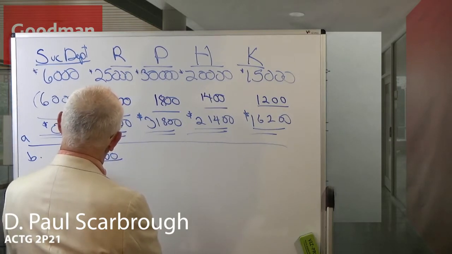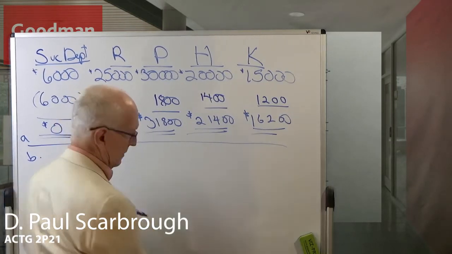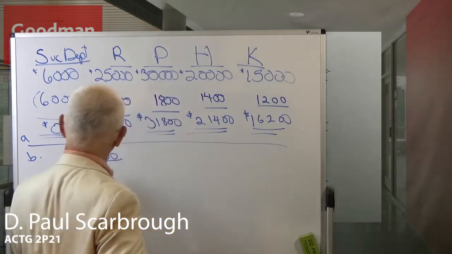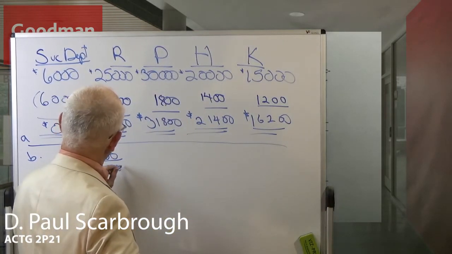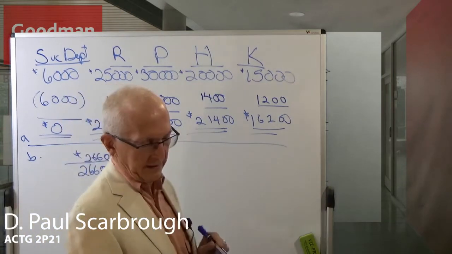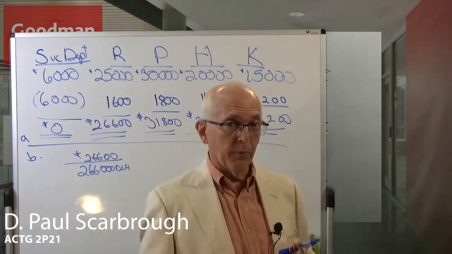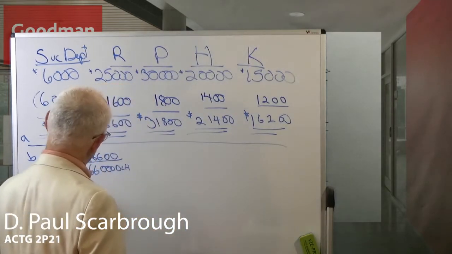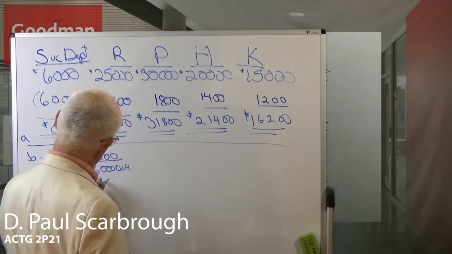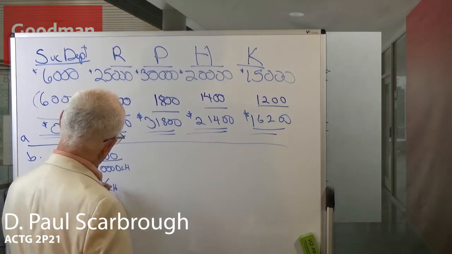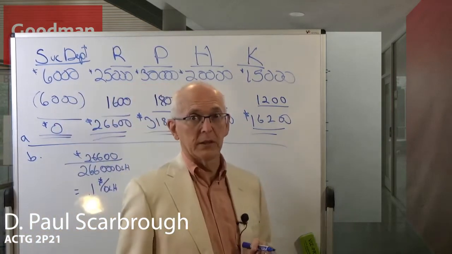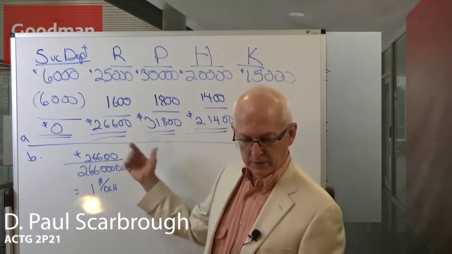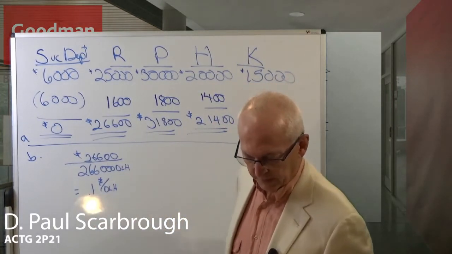$26,600 divided by 266,000 DLH. Let me make sure I'm doing this right. That's going to leave me with 0.1, or 10 cents per direct labor hour. So $0.10 per direct labor hour in Rockford. I'm not going to do the detailed computations here, but I'll give you the answer.